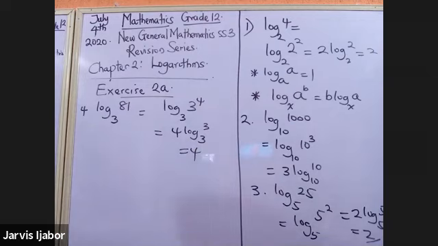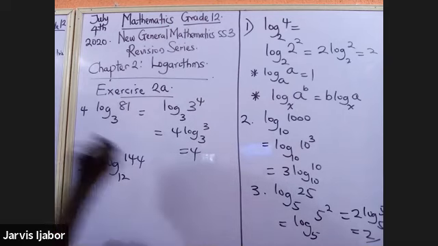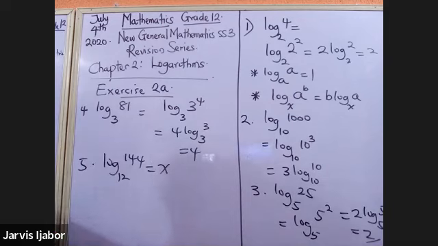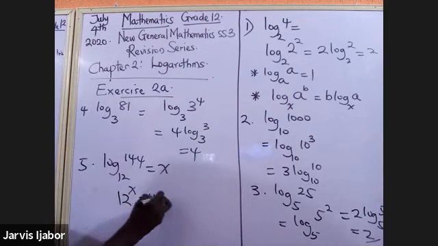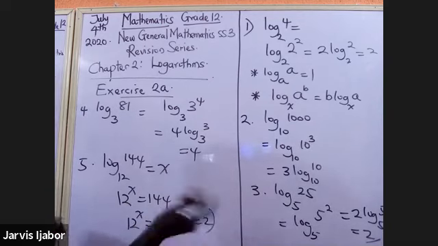Now, some students will use another method. There's also another method the student can choose to use. Look at 5. Let me just use that method. The student can say, let this be equal to x. They now say 12 to the power of x equal to 144, 12 to the power of x equal to 12 to the power of 2, and x will be equal to 2. The student can use this approach.